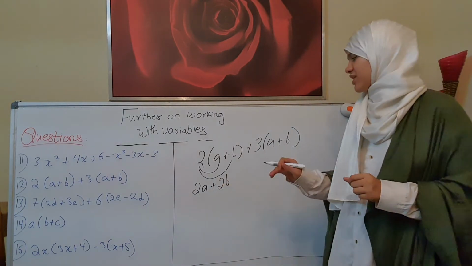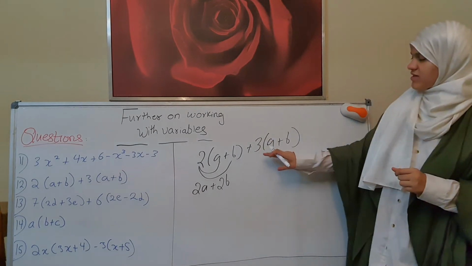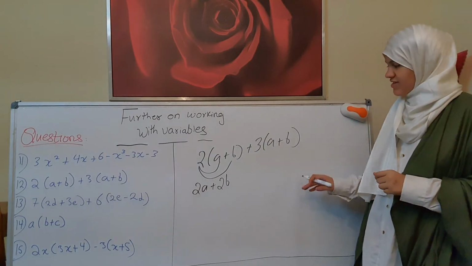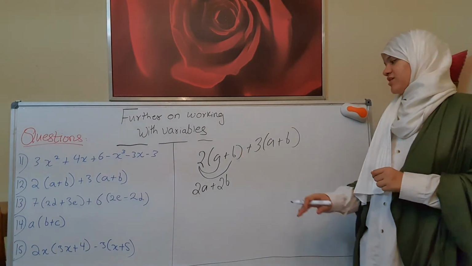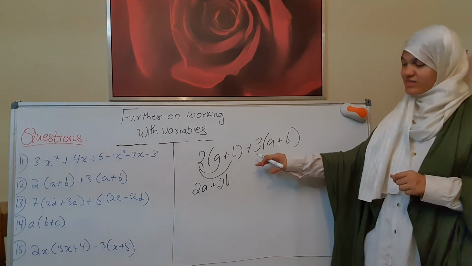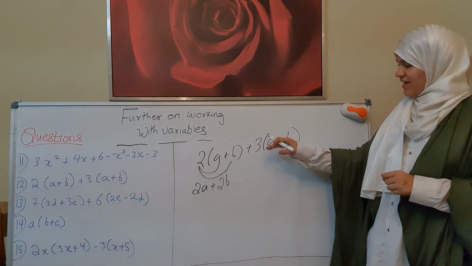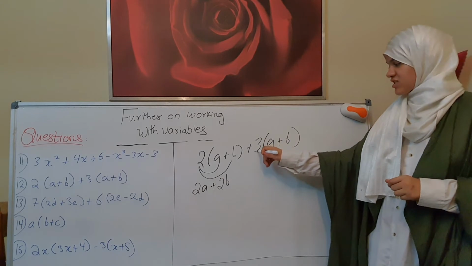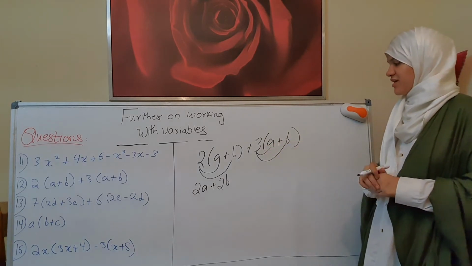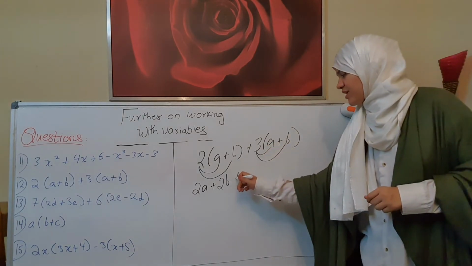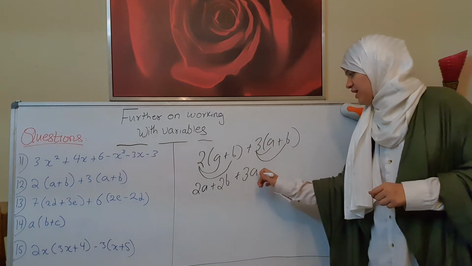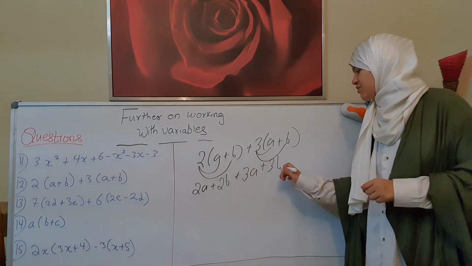The first bracket. Okay. Now let's come to the next bracket. The second bracket says positive 3. Also 3 is directly with a plus b. So that means 3 times a and times b. That means plus 3a plus 3b.